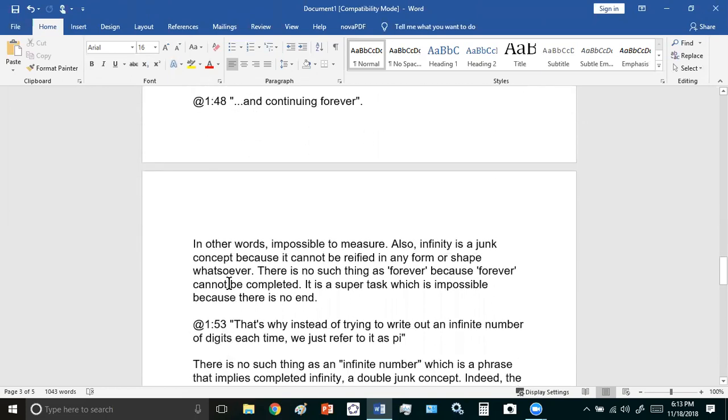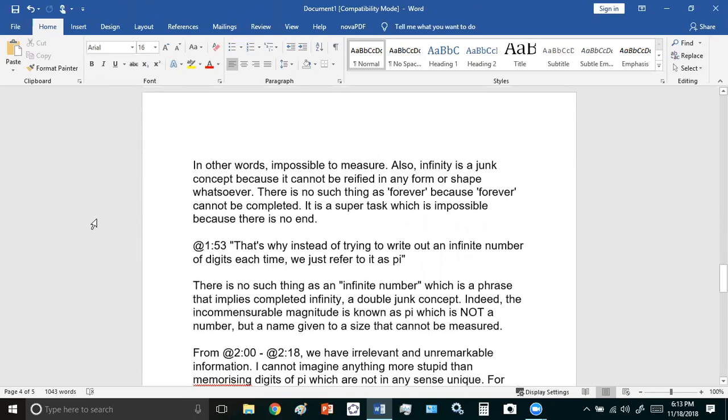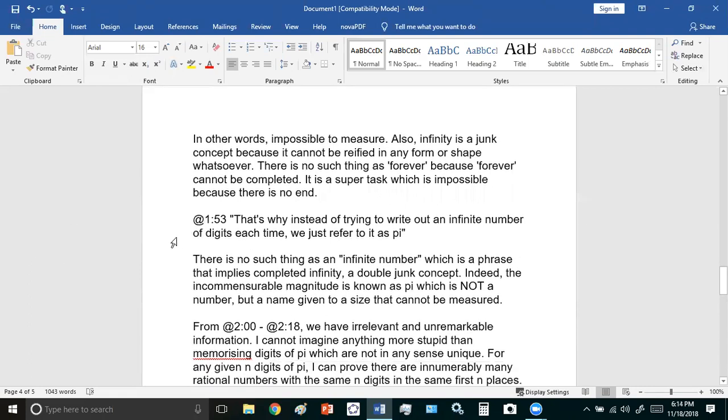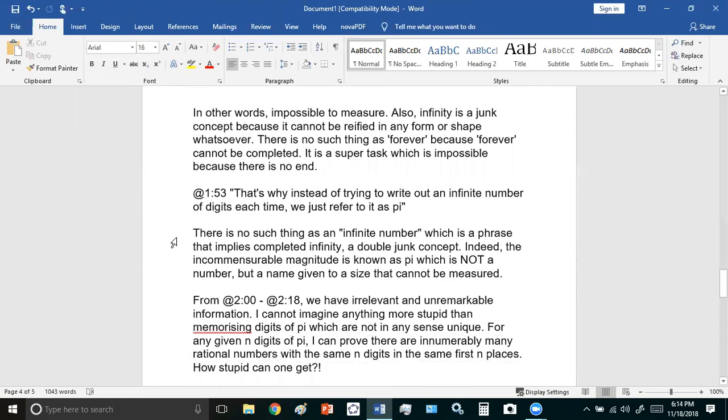Then he says, and continue forever. In other words, impossible to measure. Infinity is a junk concept because it cannot be reified in any form or shape whatsoever. There is no such thing as forever because forever cannot be completed. It is a supertask which is impossible because there is no end.